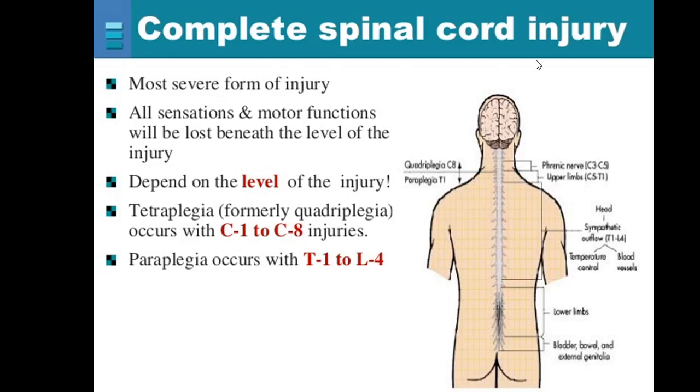Then the complete spinal cord injury is the most severe form of injury. All sensations and motor functions will be lost beneath the level of the injury. The signs and symptoms depend upon the level of the injury. There is quadriplegia or tetraplegia if the injury is from C1 to C8 level. It presents with paraplegia if the injury is from T1 to L4 level.